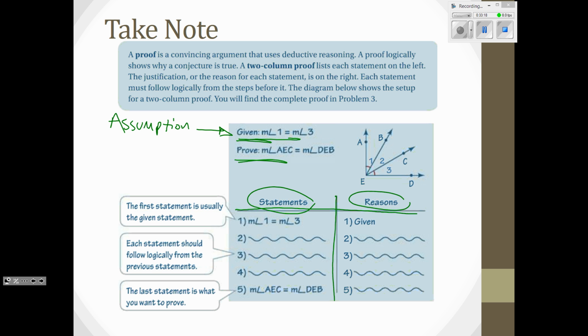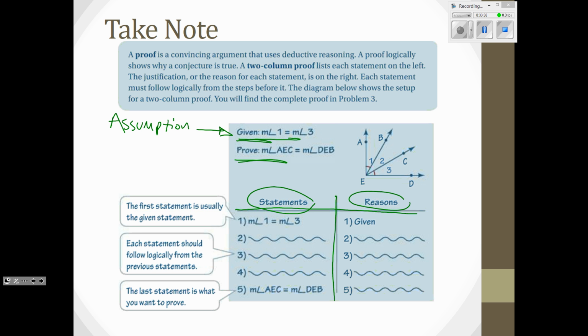But, for example, if I looked at that picture over there and I thought angle 1 and angle 2 look like they're the same size, if I'm not told that they're the same size or there are no congruence markings, then I cannot assume that they are the same size, right? We can only assume what is given and anything that has a marking on it, like this, right?